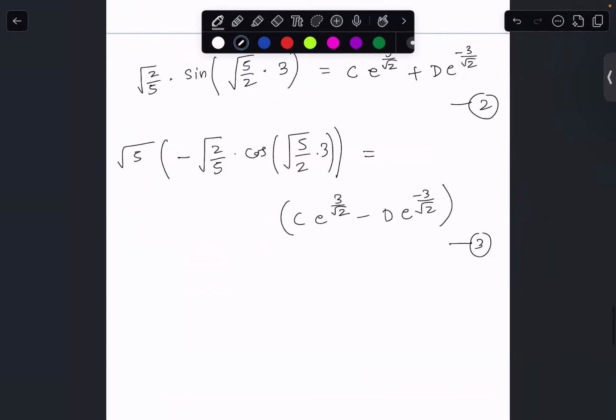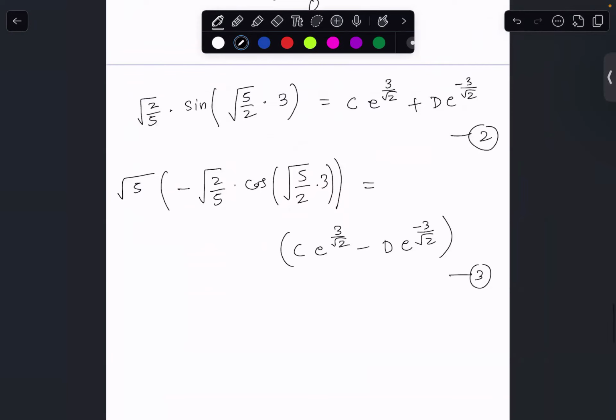Now, if I add both of these equations, we can see that the d term completely cancels out on the right hand side. So we just have 2c times e to the power 3 upon square root of 2 and the sum of both of these constant values on the left hand side. And here again, I see that since this is multiplied by square root of 5 in the denominator, I can completely get rid of the square root of 5 here as well.